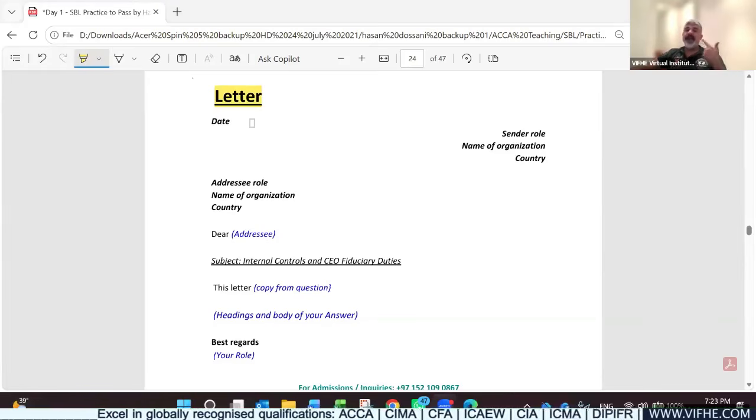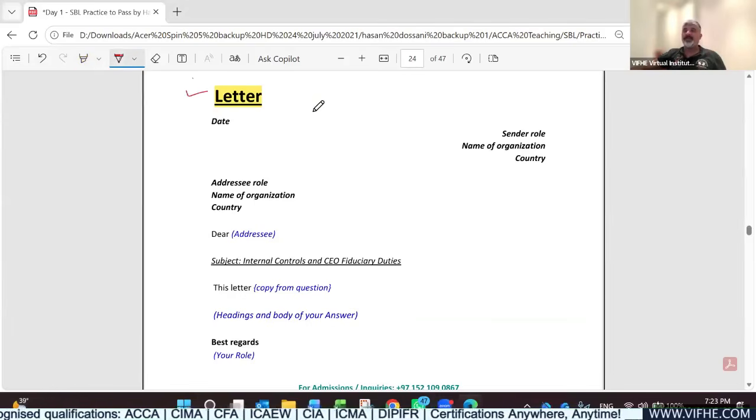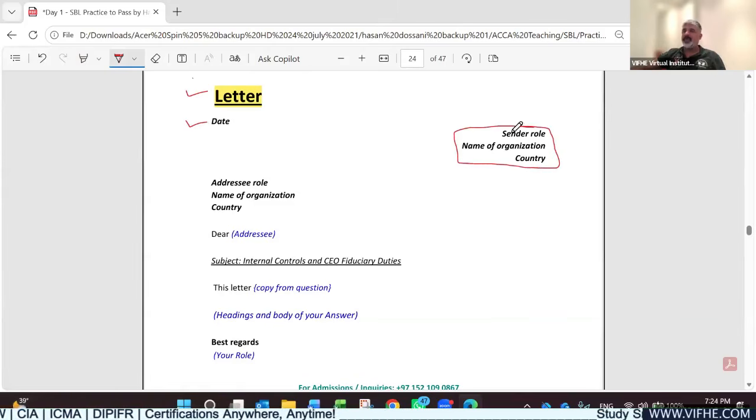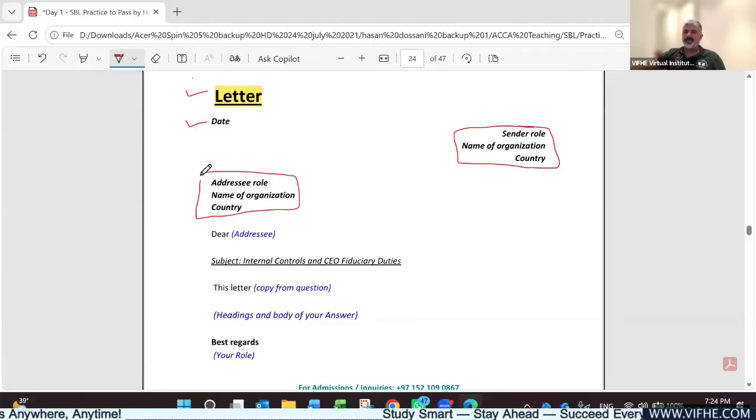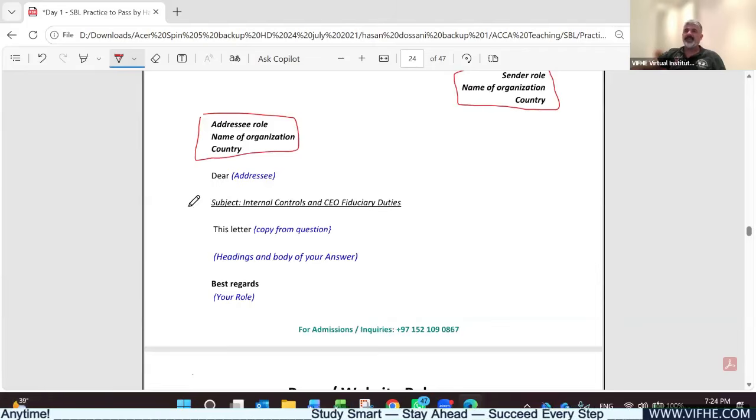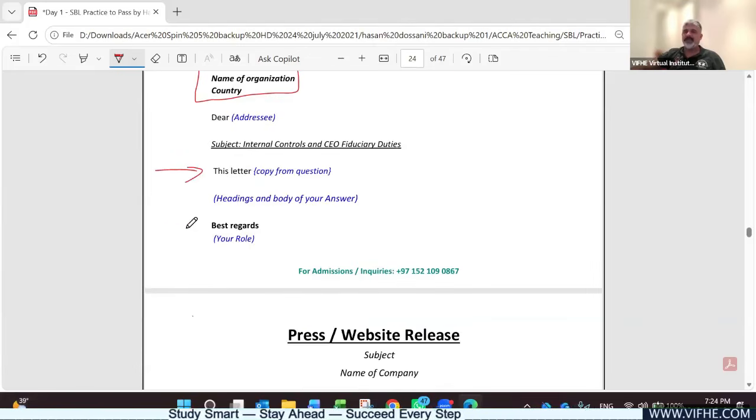If the examiner asks you to draft a letter, what will be the thing? On the top, you will mention the word letter, date, then your organization will be on the right. Then who you are addressing to should be here. Then subject, opening sentence, opening paragraph, and then the closure.